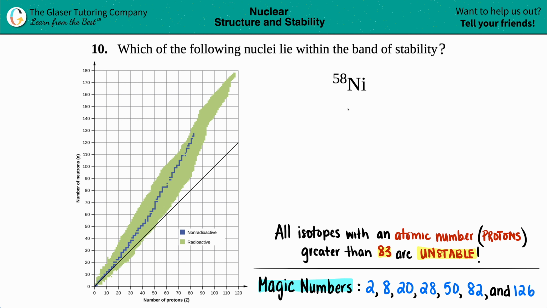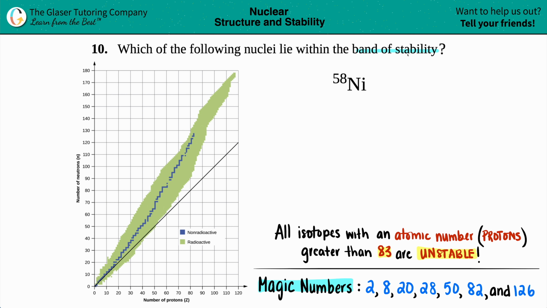Number 10, which of the following nuclei lie within the band of stability? And then we have Ni-58. Okay, so let's see. Is Ni-58 going to be within the band of stability, AKA, is it going to be a stable isotope? Or is it unstable, right? And then therefore it would not be part of the band of stability.